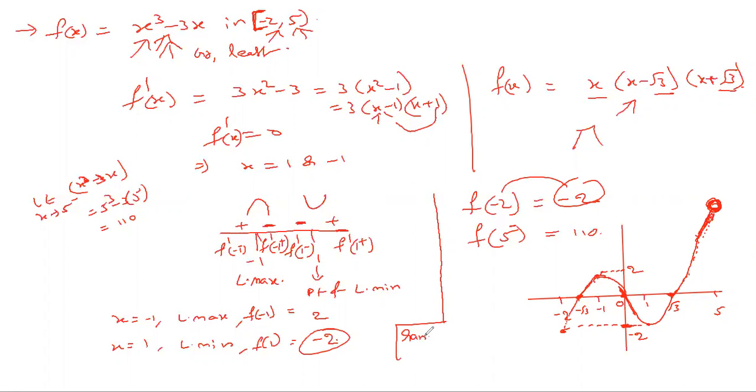Range. Wait, range will be closed negative 2 to 110 but open. Okay, 110 but open. So listen carefully. Maximum and minimum values which are global, you can observe in the range. Least value of the function in the given domain will be negative 2.